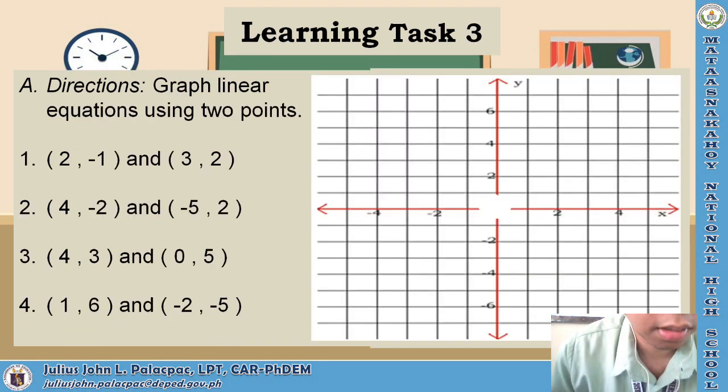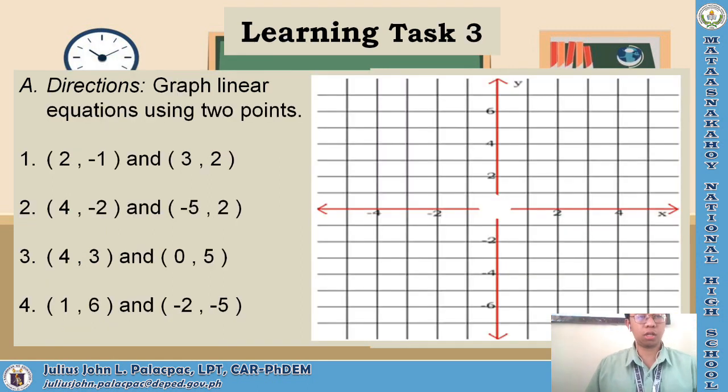So in here, we'll graph the linear equations using 2 points. So positive 2, negative 1 is on quadrant 4, correct. So here we have 2, -1, so the point is here. The other point is 3, 2, so quadrant 1. So if the first point is here, the second point is 3, 2 here. So here and here, connect those points to make a line.